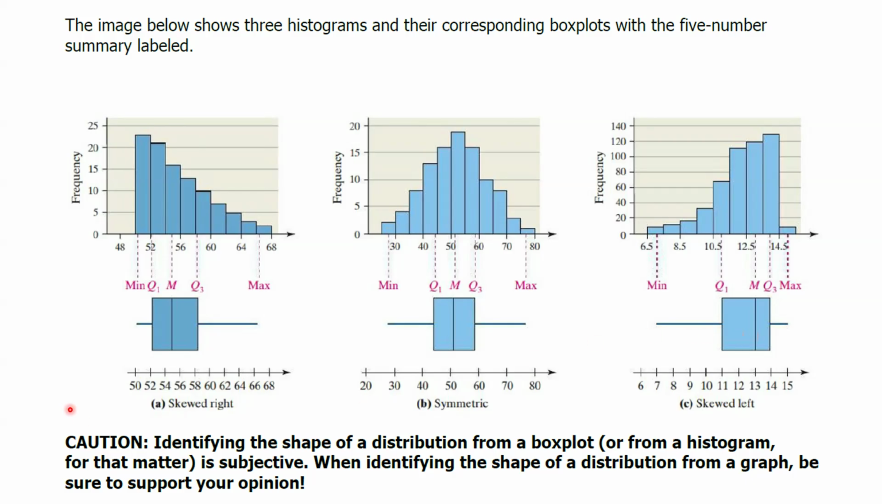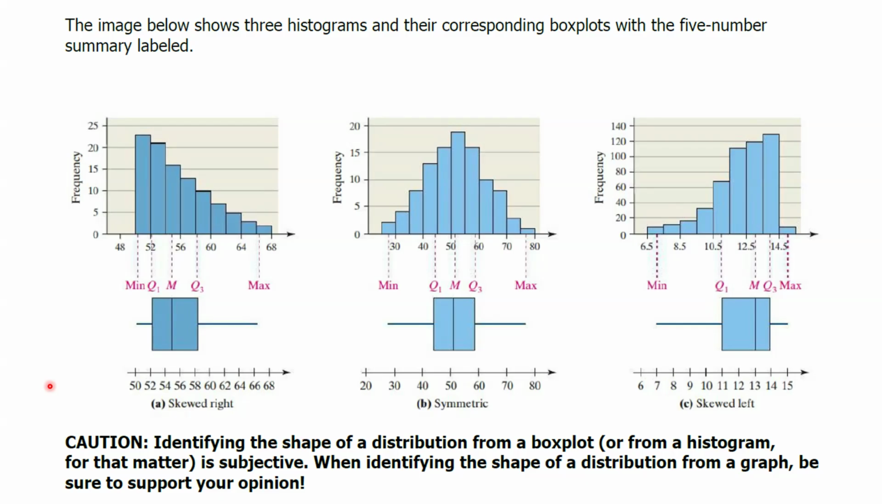So in identifying the shape of a distribution from a box plot or from a histogram for that matter, it is subjective. So when identifying the shape of a distribution from a graph, we need to make sure that we are supporting our statement with opinions and justifications. So talk about the interquartile range, talk about the median, talk about the mean, talk about any outliers, all of that to justify whether it's skewed right, skewed left, or symmetric.